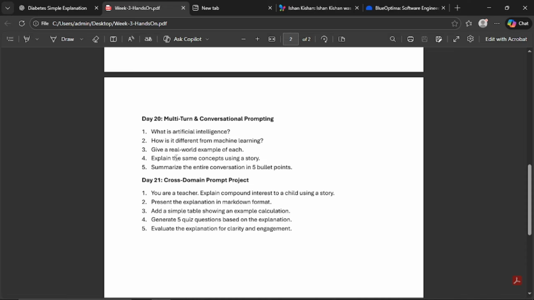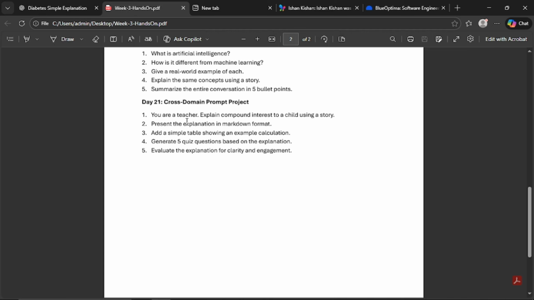So first you ask ChatGPT to explain artificial intelligence. Then you tell it, okay, you have explained it. Now with respect to artificial intelligence, tell me how different it is from machine learning. Okay, give a real world example of each. Explain the same concept using a story. Summarize the entire conversation in 5 bullet points. Okay, so it is like a conversation between two people.